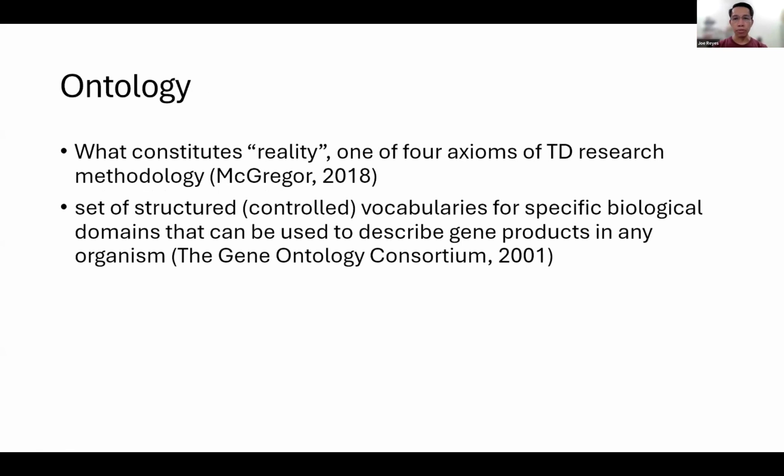So, of course, ontology. The last paper that we had, by McGregor in the previous reading session, defines ontology as what constitutes reality, and it's one of the 4 axioms of the transdisciplinary research methodology that we discussed. But this is the philosophical definition. As a bioinformatician in the genomics community, it's a set of structured and controlled vocabulary for specific biological domains that can be used to describe gene products in any organism.